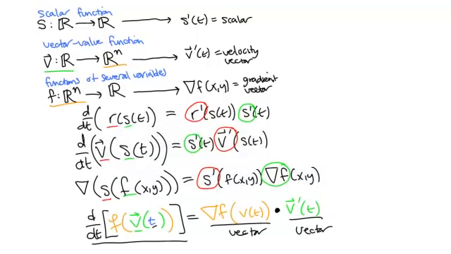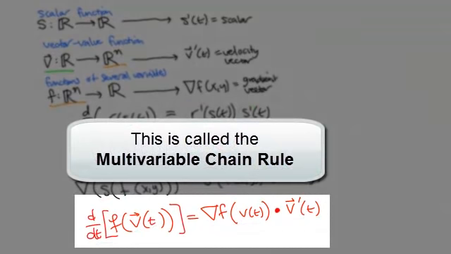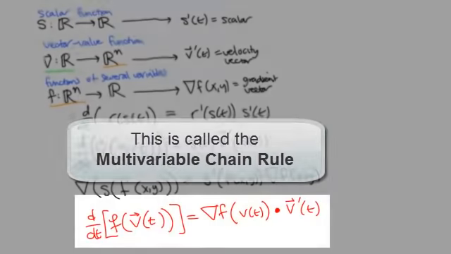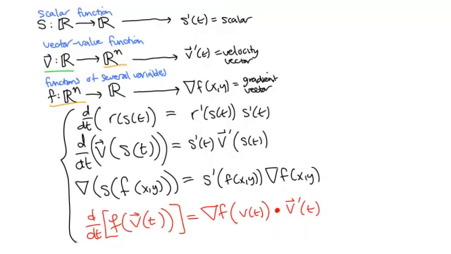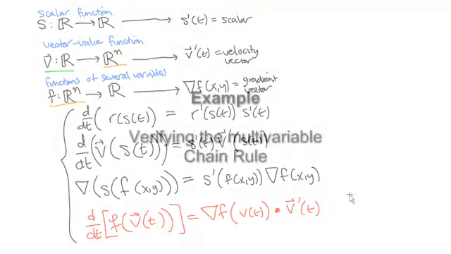And it turns out that this formula, which we've sort of deduced by following patterns, is actually correct. In fact, this last formula is sometimes called the multivariable chain rule. And we can simply add it into our collection of lots of chain rules.